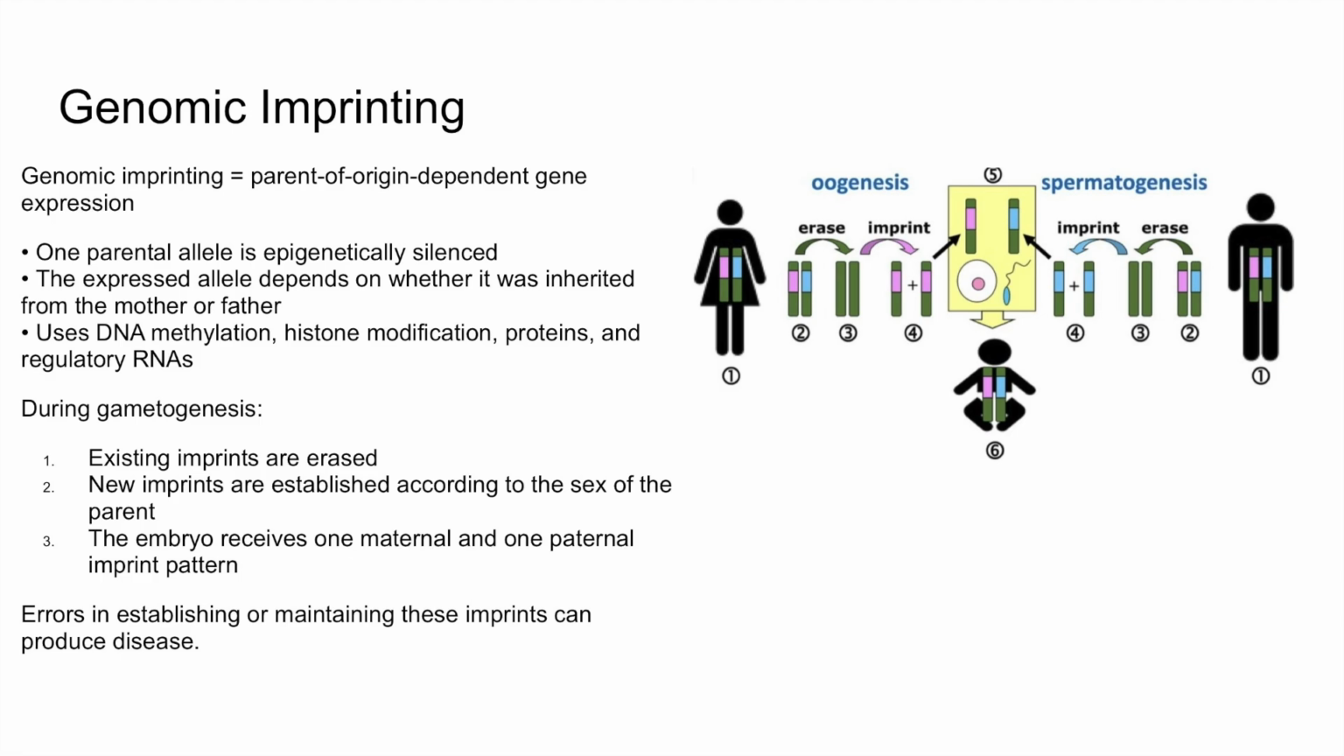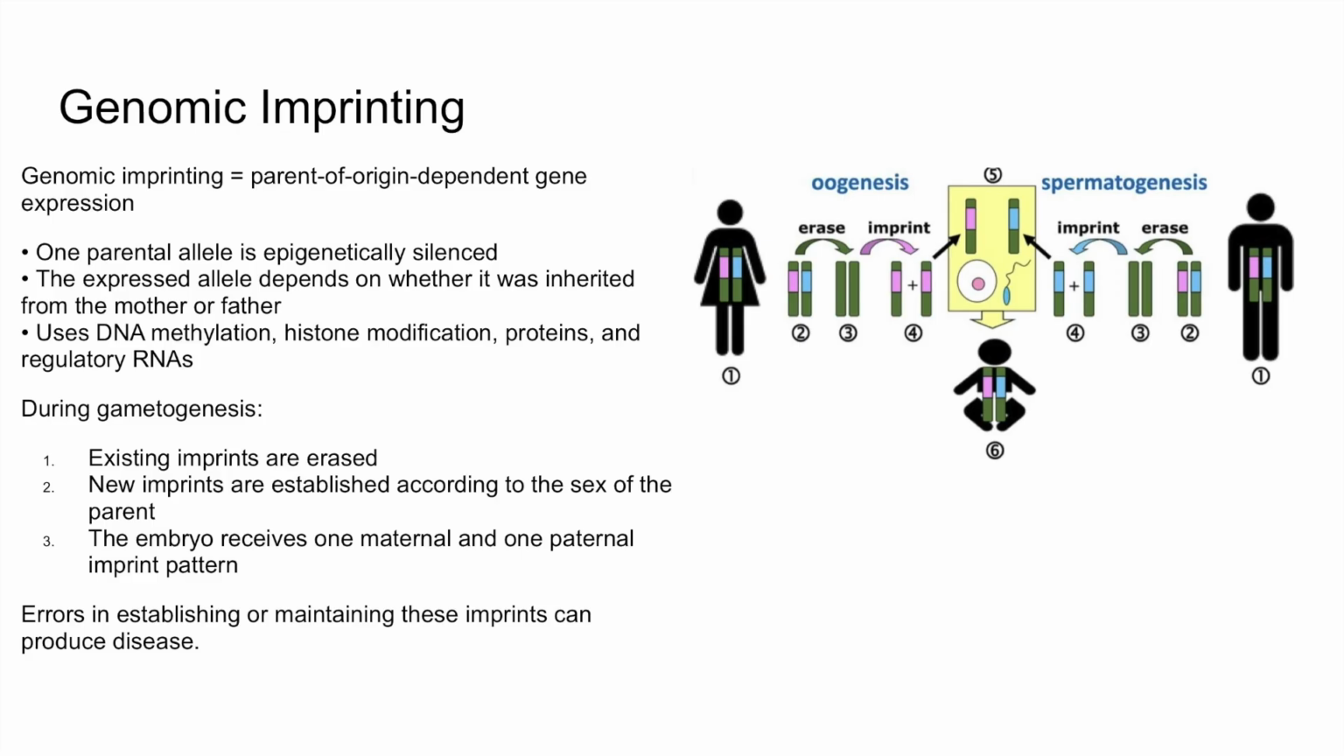The embryo then receives one maternal and one paternal imprint pattern. Because only one allele may be active, deleting or silencing that active copy can cause disease even when the DNA sequence of the other copy is normal. The classic clinical comparison is chromosome 15: loss of paternal expression produces what's called Prader-Willi syndrome, whereas loss of maternal expression produces Angelman syndrome. And these are definitely high yield.